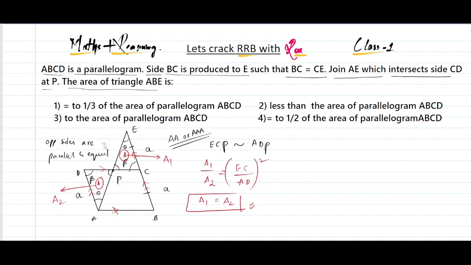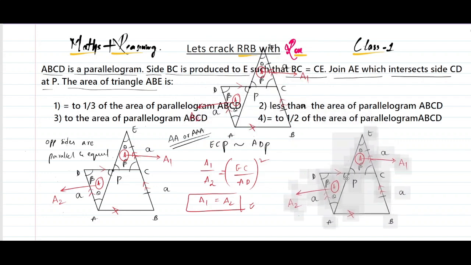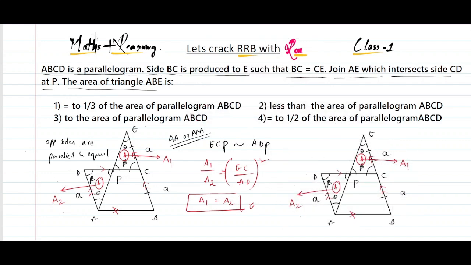I'll take this triangle only. Give me a second. Copy, and I'll paste it here. Okay. Now see the next concept here. Let me take a blue pen. Now observe this triangle. This is E. The EPC triangle and this complete triangle. This small triangle and this complete triangle.